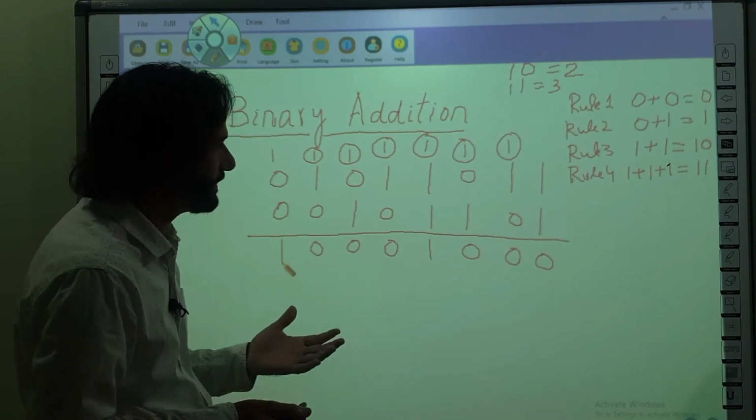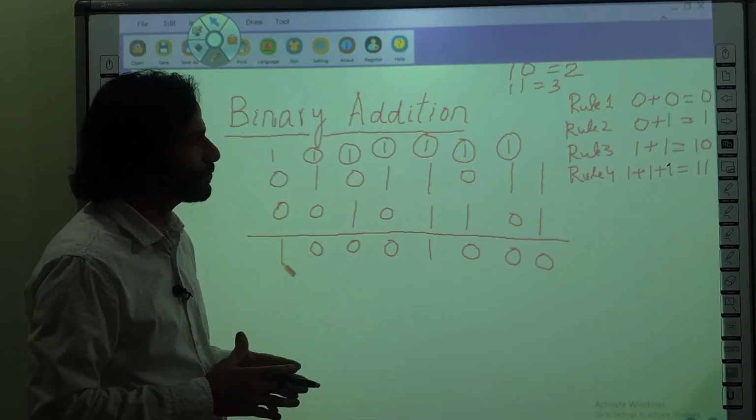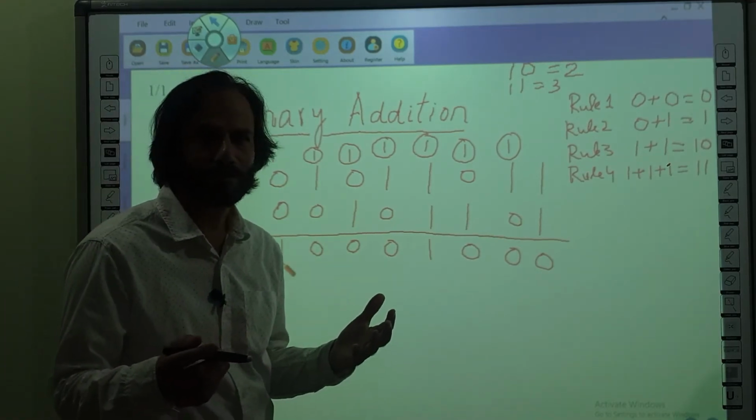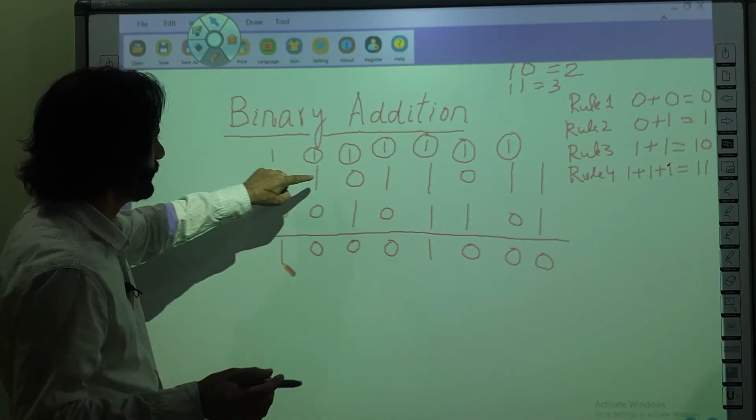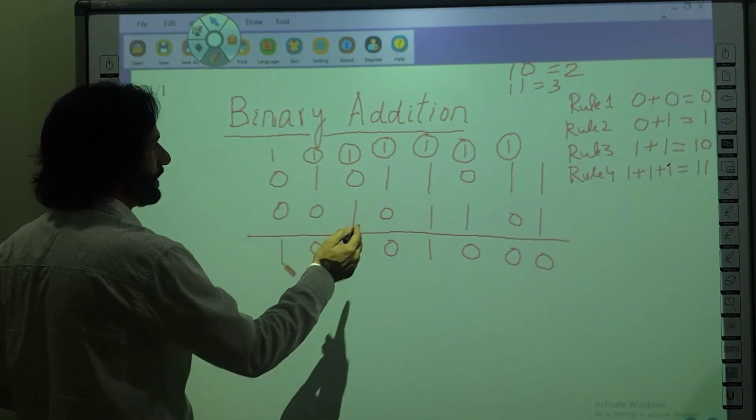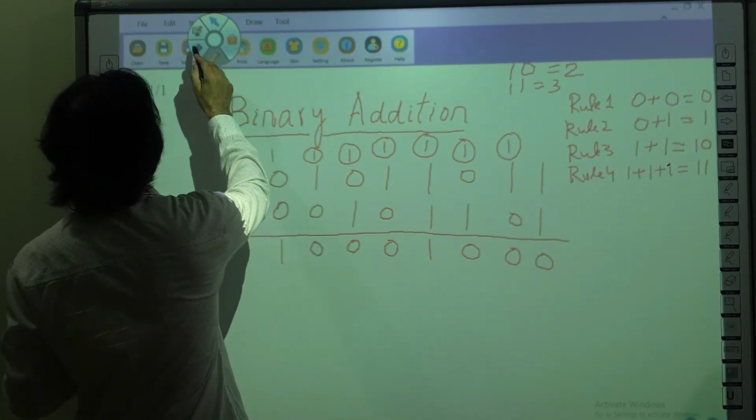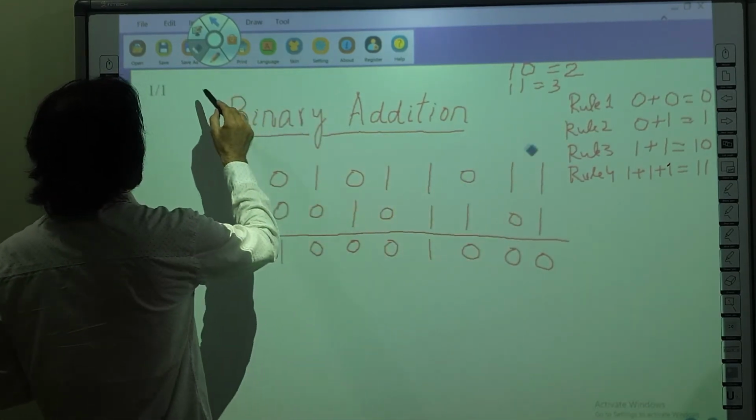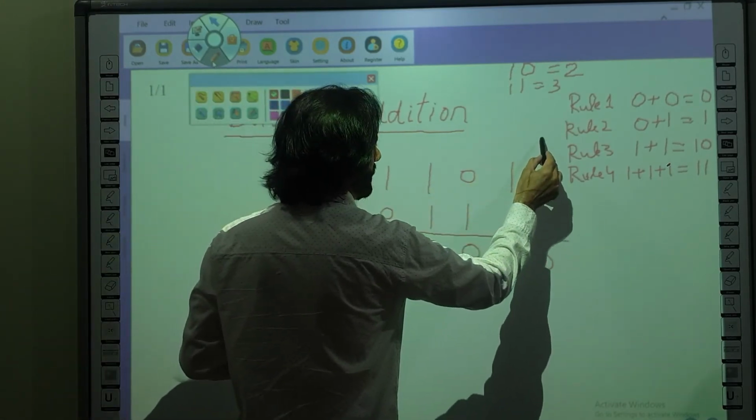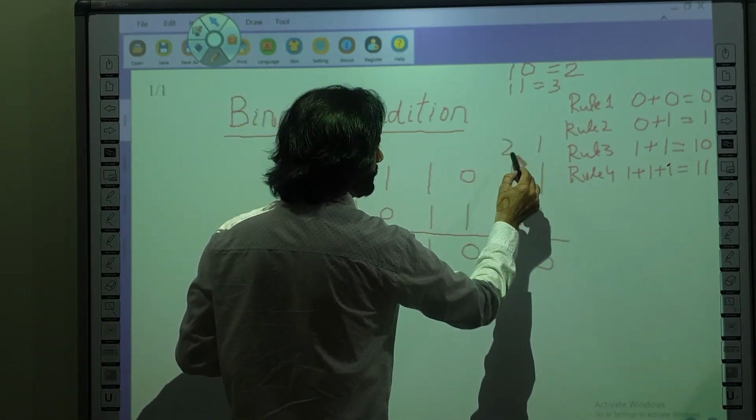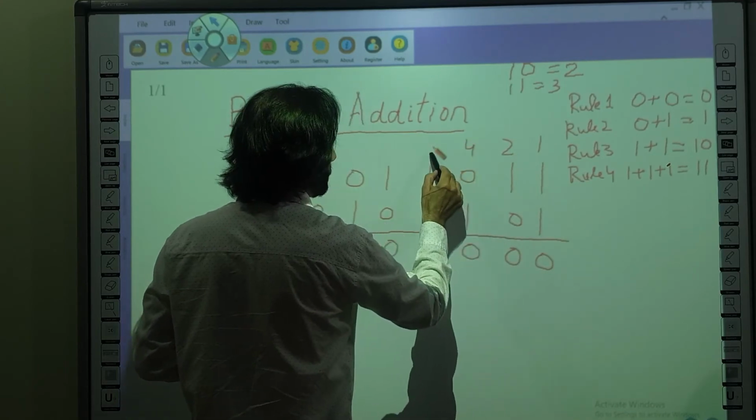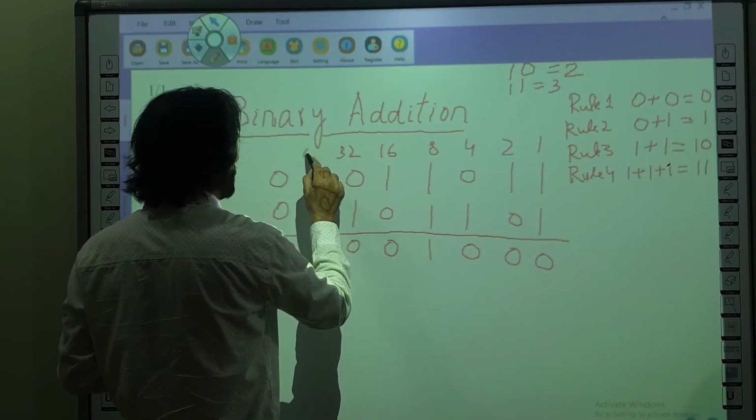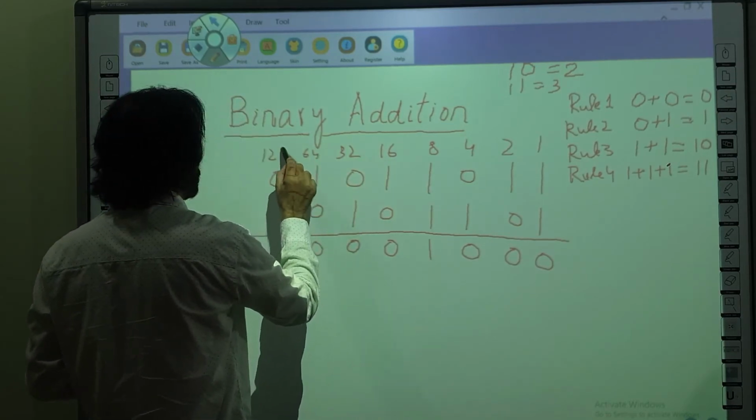Okay, before adding these binary numbers, you have to practice those rules. Okay, now you can confirm your answer by converting the first number into denary. I have to remove these carries. Now I will place its place values as we have been doing: 1, 2, 4, 8, 16, 32, 64, 128.